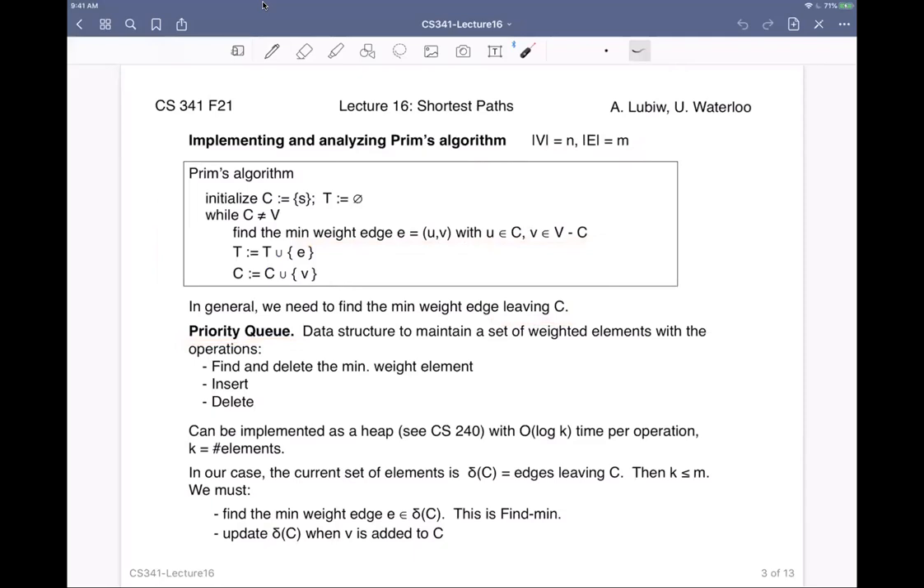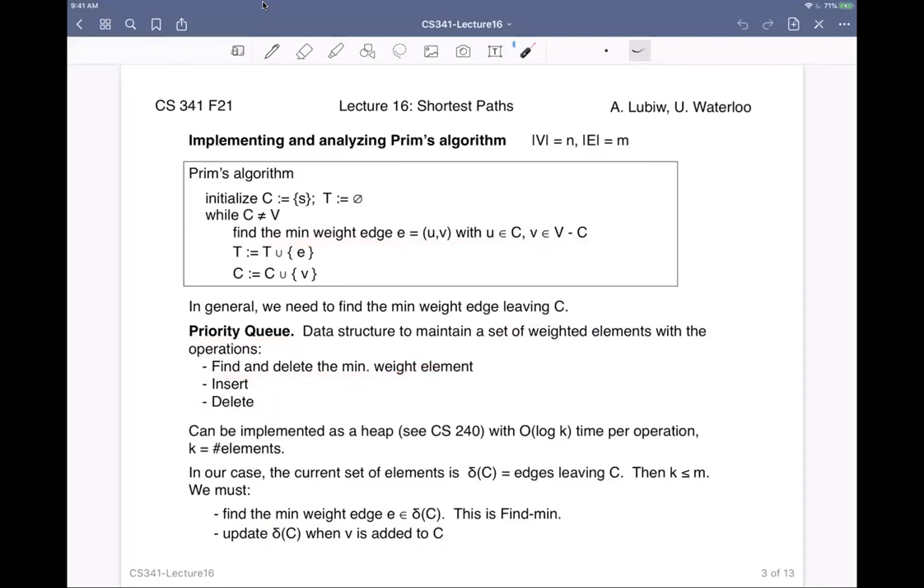So we want to have the operations available to us of finding and deleting the minimum weight, because that's what we're doing in this step. And then the update operations that are allowed for a priority queue are insertions and deletions in the set.